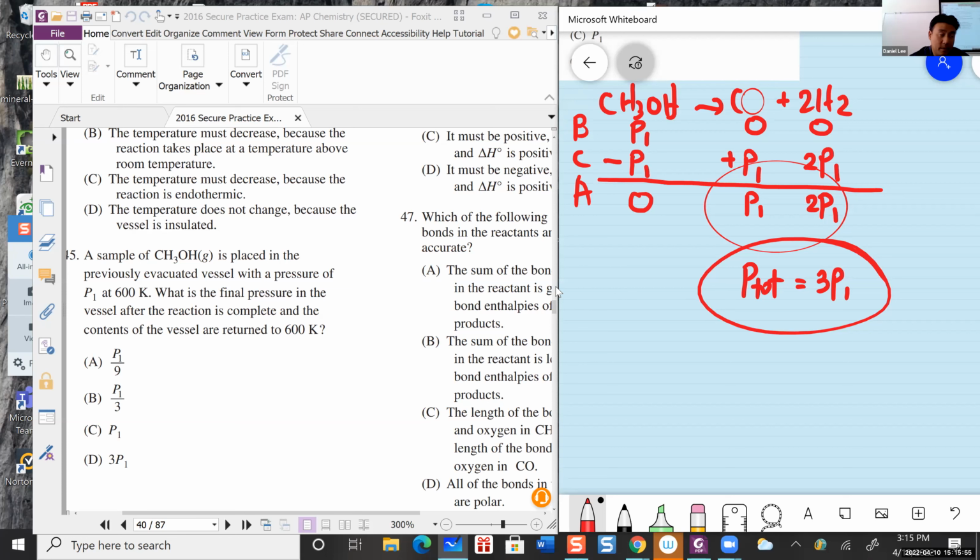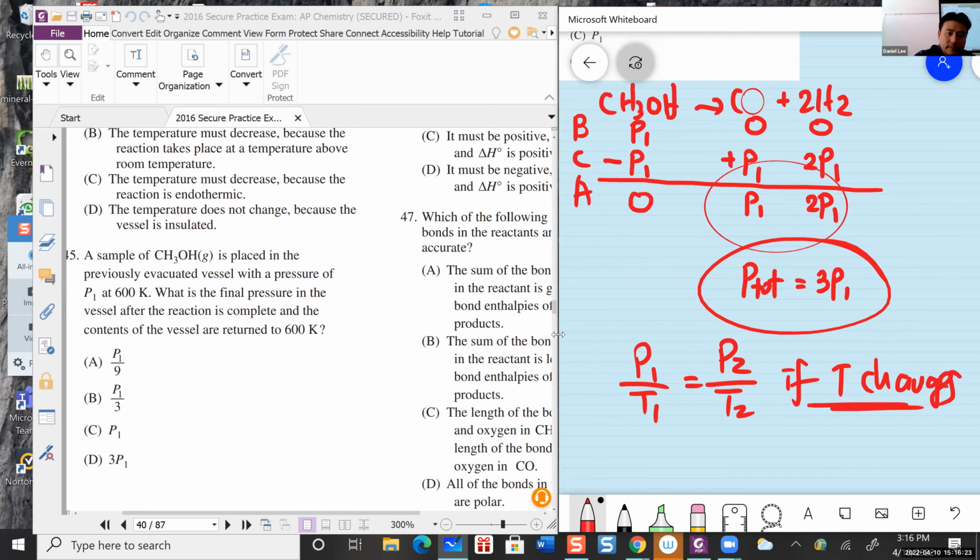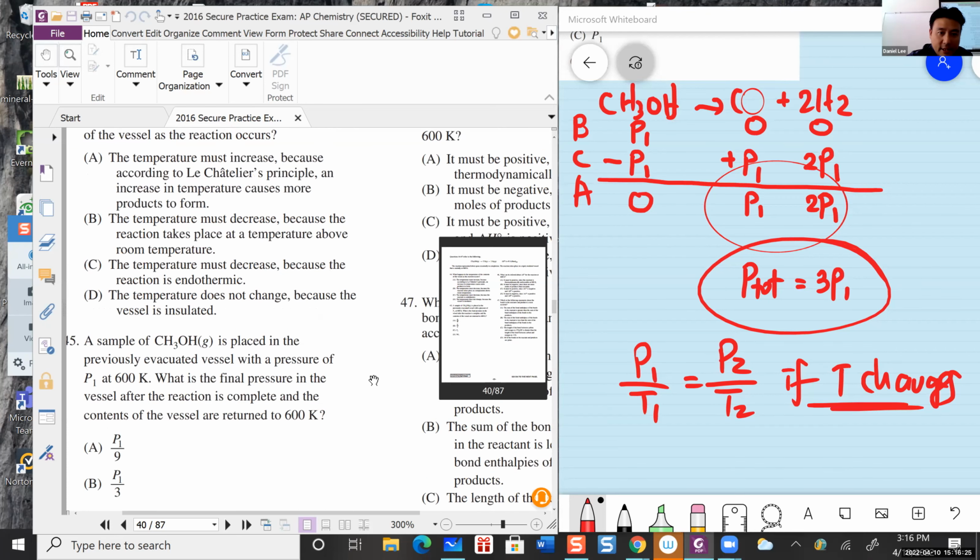Remember, initially it's P1. You completely consume it, you produce three times as many gases, the pressure will be triple. And since the temperature didn't change, I don't have to do before and after. The temperature remained at 600. I don't know why they say return, okay? So if the temperature didn't change, then the total pressure is that. If the temperature changed, then you gotta do P1 over T1, P2 over T2, okay? So if temperature changes, you gotta do another adjustment to find out the total pressure. Not this one, okay? Let's look at the next one.